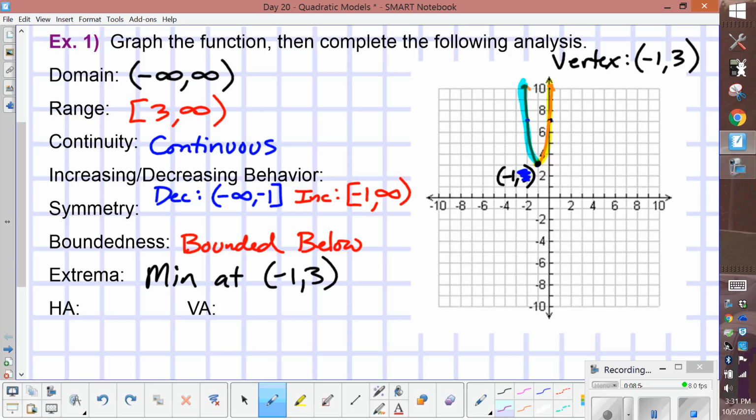Okay, my symmetry. It is symmetric, but it's not symmetric about the y-axis. So this would be a none either. If it was centered over the y-axis, it would be called even. And then my horizontal and vertical asymptotes. You'll notice I don't see any place where my graph is brushing up against a specific number. So both of these would be none and none.